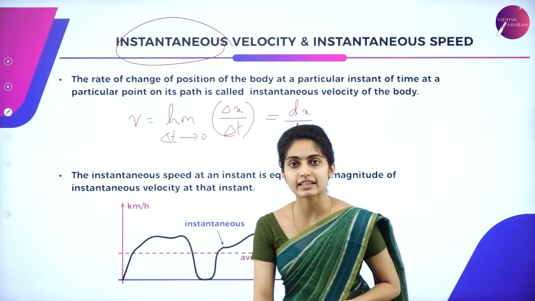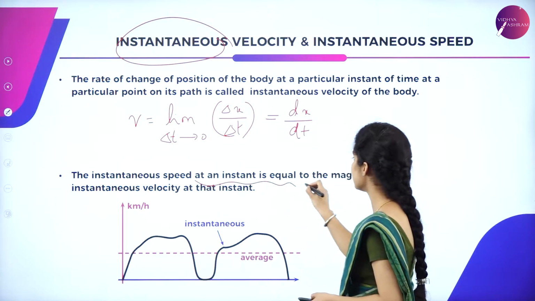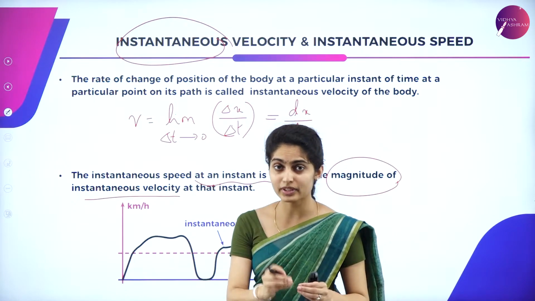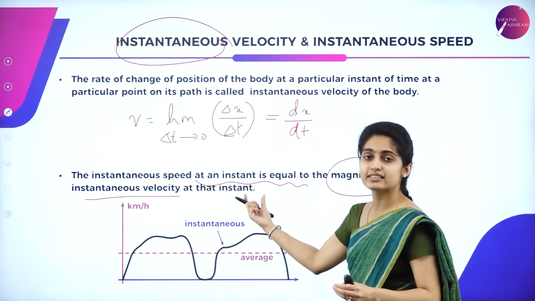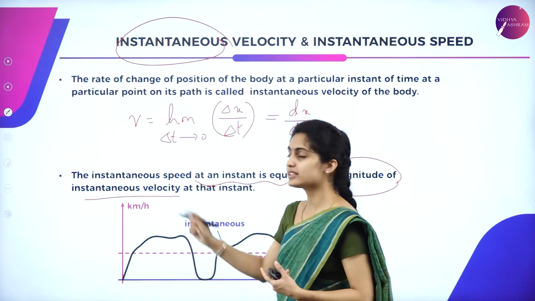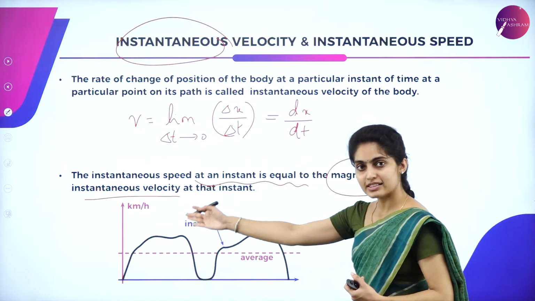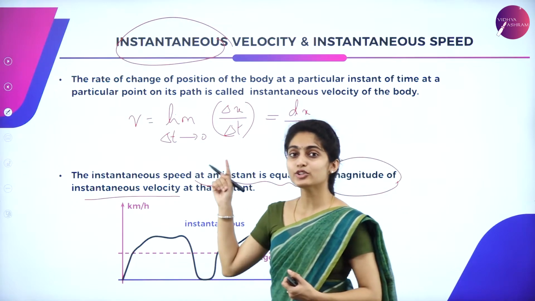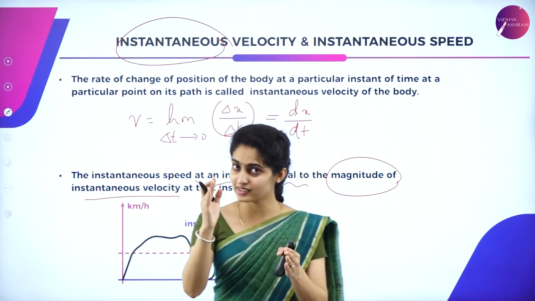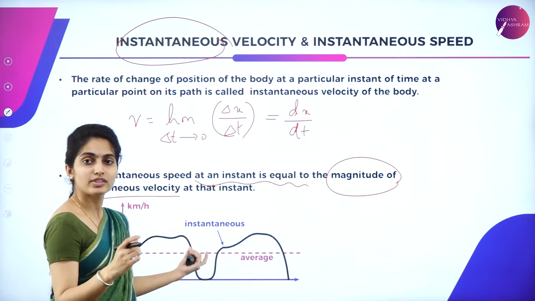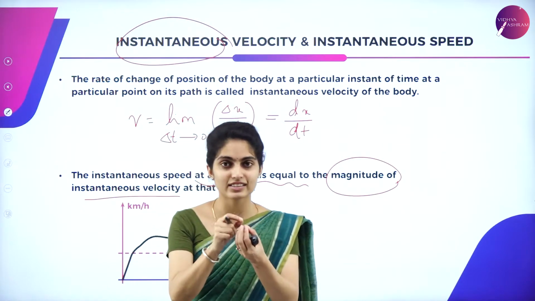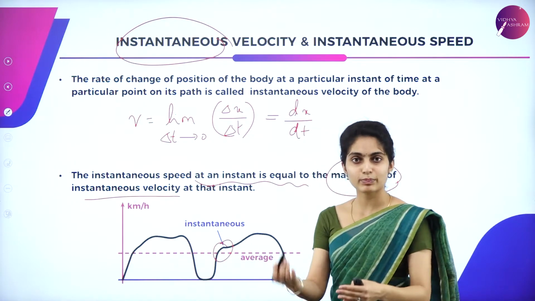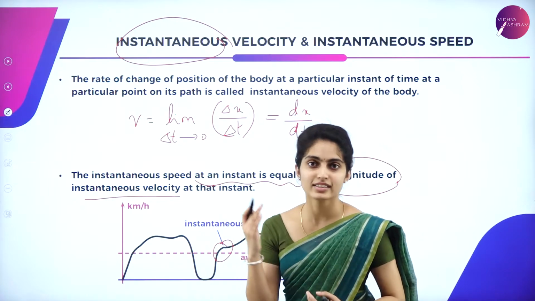So what is this instantaneous speed? Instantaneous speed at an instant is equal to the magnitude of the instantaneous velocity. So remember, instantaneous speed, it is always at an instant, it is equal to the magnitude of the instantaneous velocity at that instant. So this diagram represents what is happening at a certain instant. At this instant, what is the speed? At that instant, what is the velocity? It is given in this term.